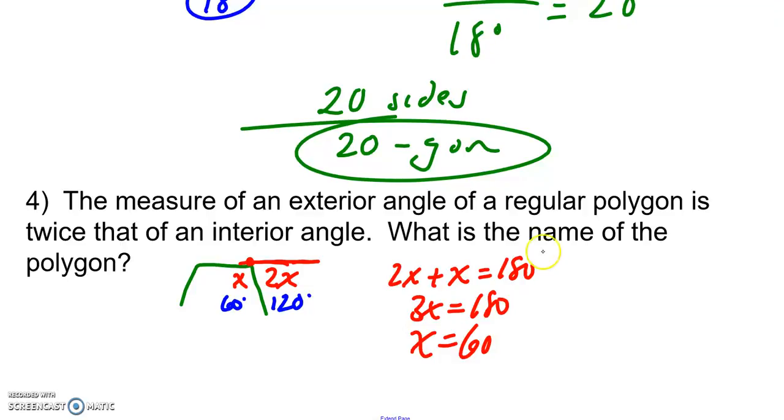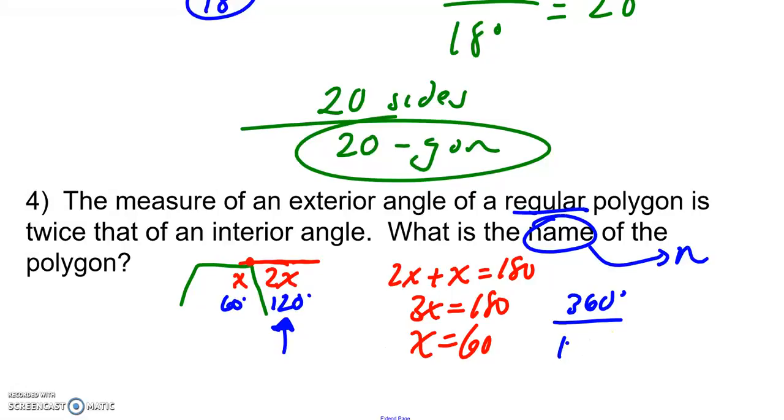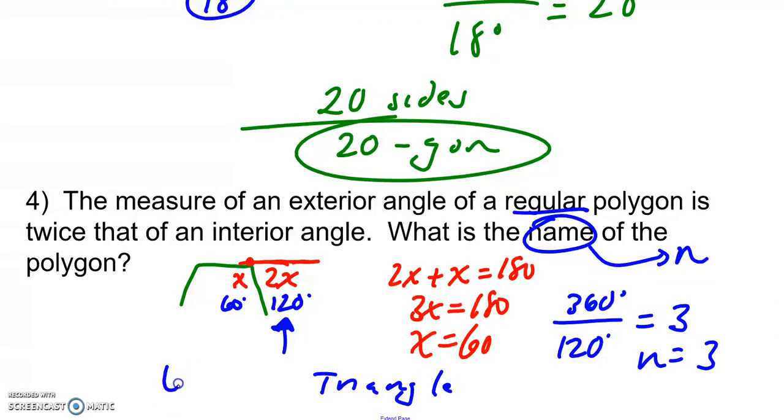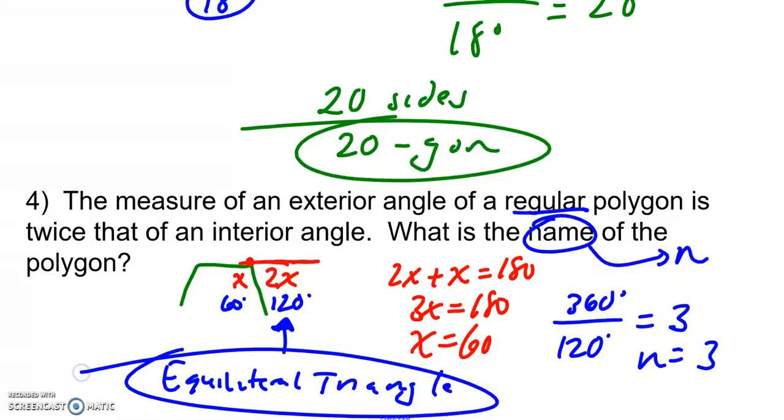We're not done though, because it asks again for the name, so we're really trying to find n, or the number of sides. I would say the fastest way is we do know again what each exterior angle is in a regular polygon. So if we took 360 total degrees, divided that by 120, which is each exterior angle, we would get 3, which implies we have 3 sides, which means that the name of the figure would have to be a triangle, but in this case specifically, I would probably say an equilateral triangle.